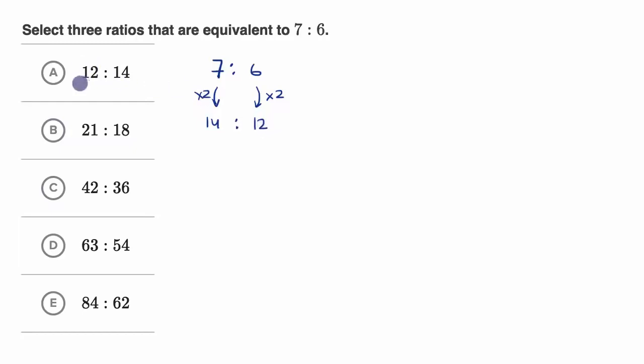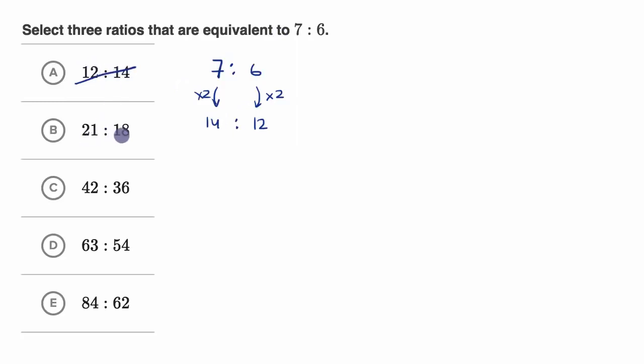Now you might be tempted to pick 12 to 14, but that is not the same ratio. Order matters in a ratio. This could be the ratio of oranges to apples. And we're saying for every 7 oranges, there are 6 apples. You wouldn't be able to say it the other way around. So you would rule this one out, even though it's dealing with some of the right numbers. It's not in the right order.